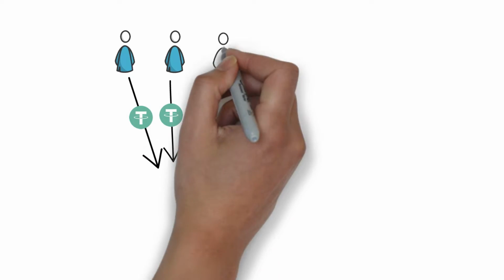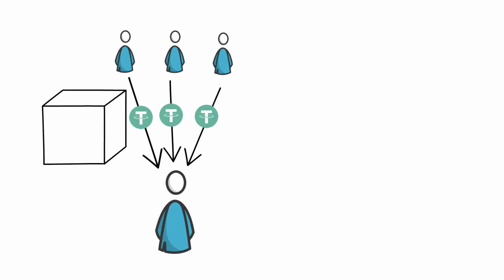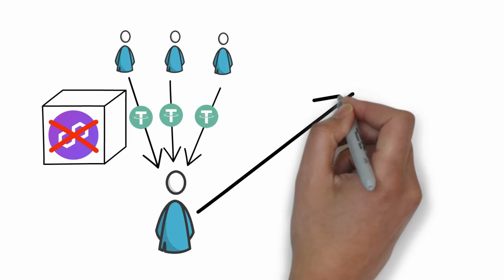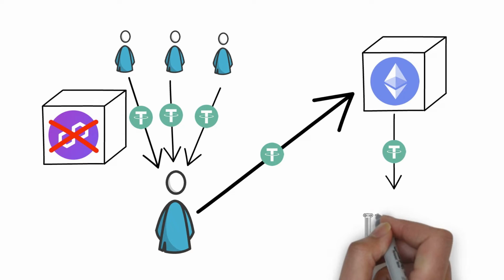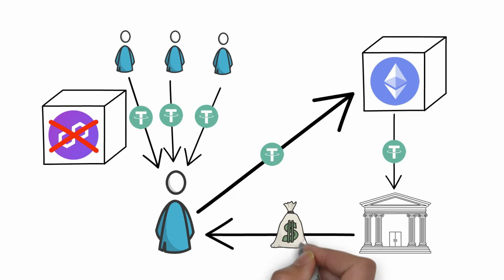Let me give you another example. On my blog, some people bought my course using USDT on Polygon, but the crypto exchange that I use doesn't connect to Polygon. To cash out this USDT, I had to transfer it to Ethereum first so that I could send my crypto to a centralized exchange and convert it to fiat.